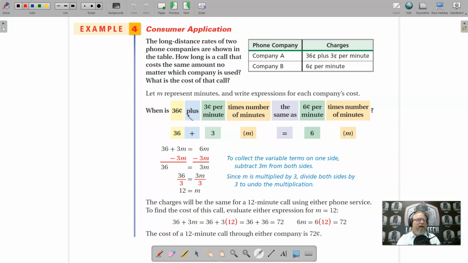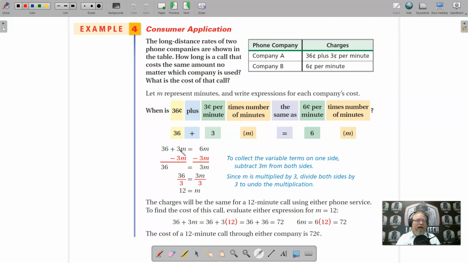So on the left, we have company A, where 36 cents is what we pay, plus 3 cents per minute. So we have 36 plus 3 cents, and the per minute is multiplication, and minutes is M, is the same as 6 cents per minute times the number of minutes. So 6M. So if we write all this out, 36 plus 3M equals 6M. We have that right here. Let's go ahead and consider which side we should collect our variables to.